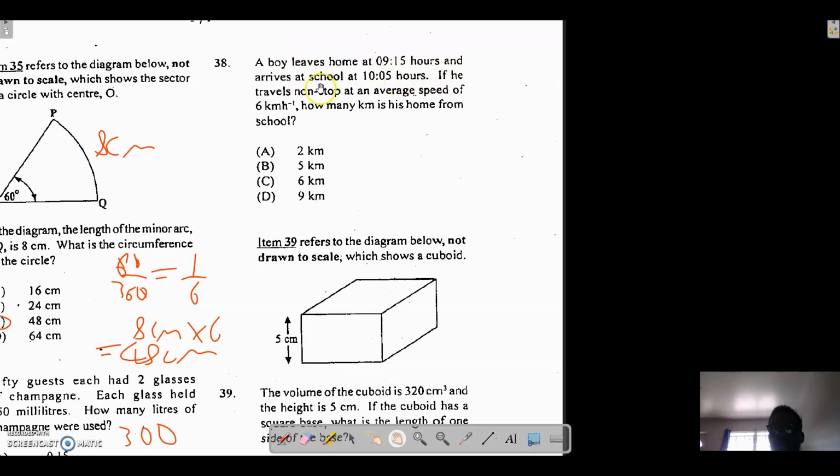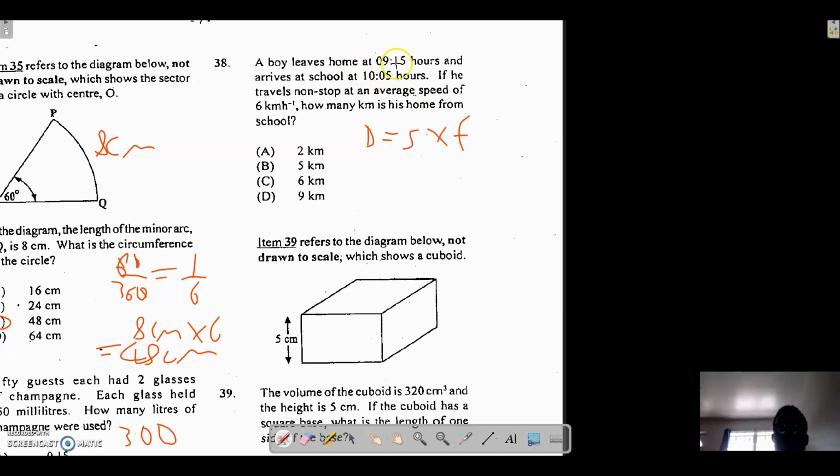9:15 hours, and arrives at school at 10:05 hours. If he travels non-stop at an average speed of 6 kilometers per hour, how many kilometers is his home from school? Now, distance is equal to speed times time. Let's say S is speed. Now, so I need to find the time.